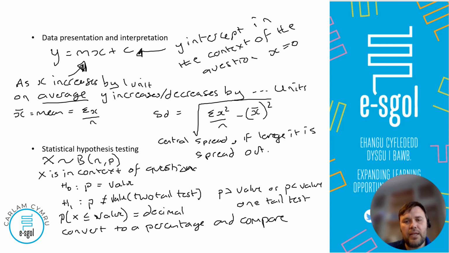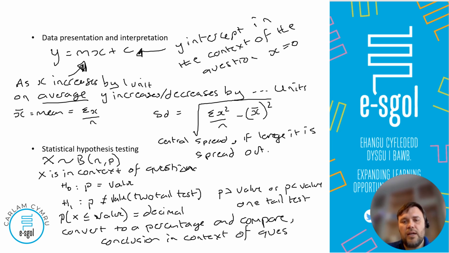Once you have compared it, you write a conclusion in the context of the question. So you either reject H0 for H1 because there's significant evidence at the 5% or 1% level, and then write it in the context of the question.